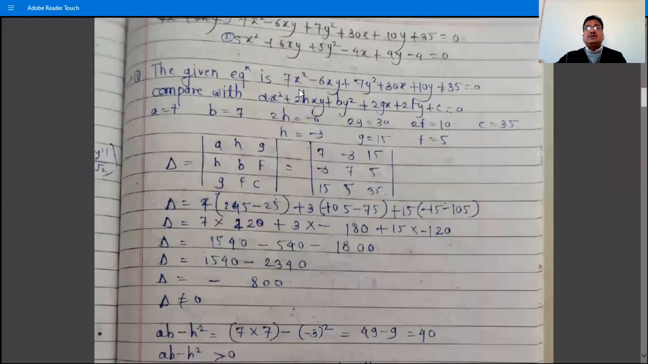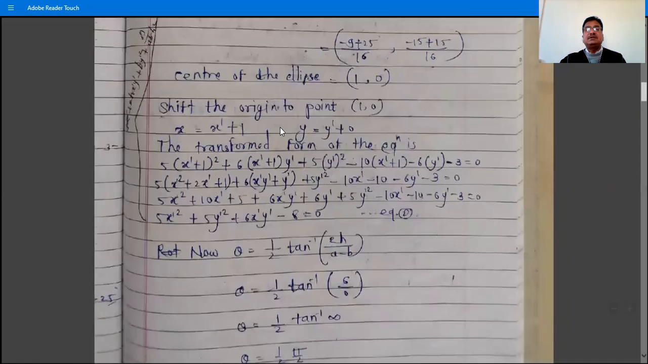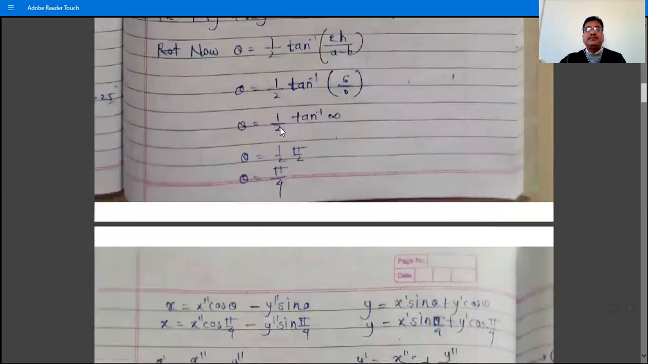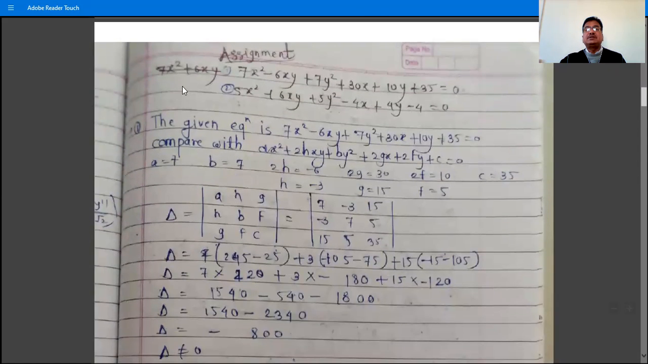Next example: the equation is 7x square minus 6xy plus 7y square plus 30x plus 10y plus 35 is equal to 0, and we have to reduce this equation to its standard form. This one is homework. That is, reduce the equation to its standard form. These are the two problems for assignment.